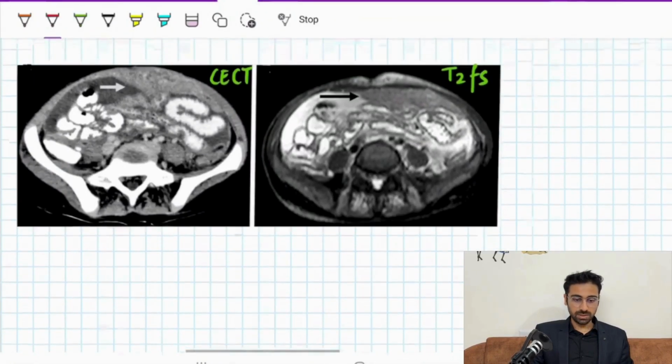Coming next, this is a classic example of omental nodularity with surrounding fat stranding with presence of ascites. So this is again omental caking, example of peritoneal tuberculosis.